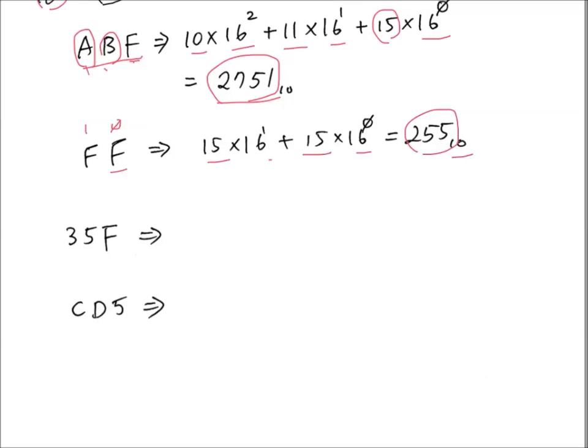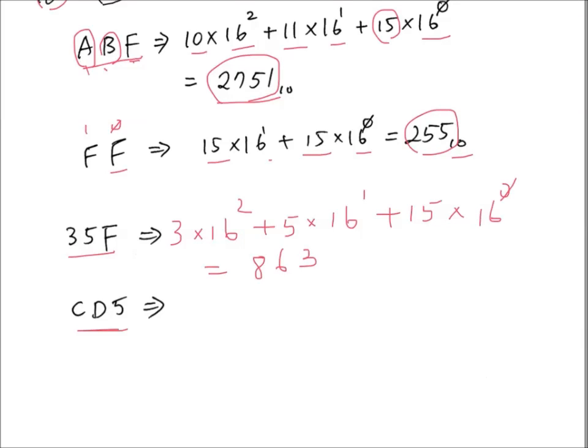Okay, one more example. How about 35F? Just like we did, this will be 3 times 16 to the second power plus 5 times 16 to the first power plus F, which has a numerical value 15, so multiplied by 16 to the 0th power, so that will make 863. Okay, how about the next example? CD5. Let me save this for your own practice.